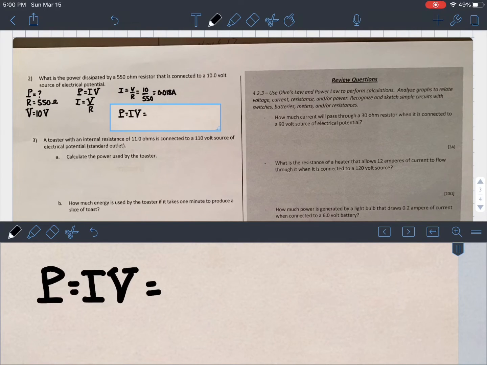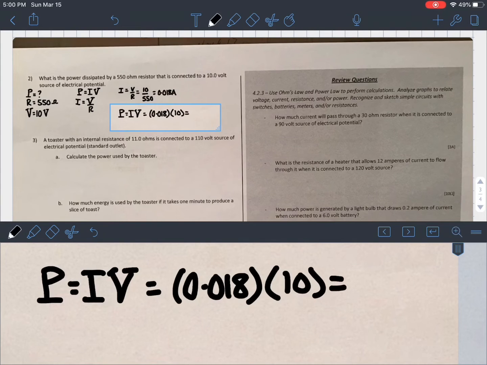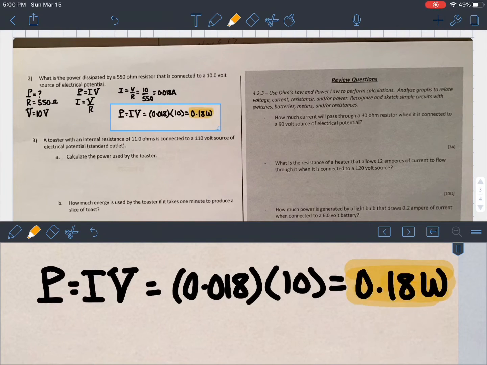And I'm doing this instead of doing P equals V squared over R from our former equations page to show you that it's the same. It'll come out the same. It'll be 0.18 watts, no matter which way you do it.